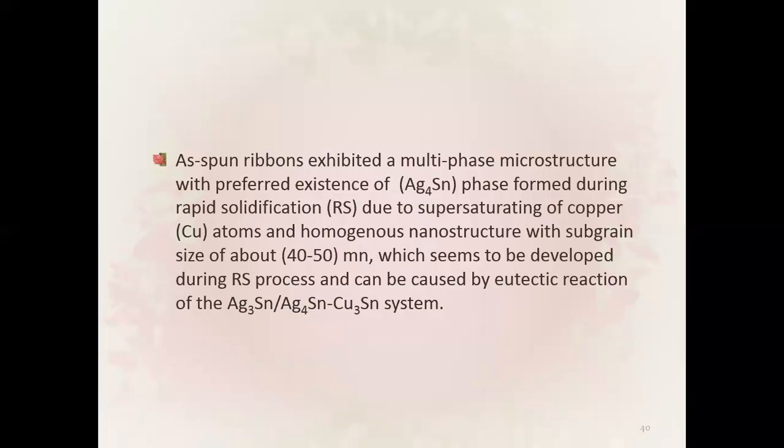As spun ribbons exhibited a multi-phase microstructure with preferred existence of Ag4Sn phase, formed during the rapid solidification due to supersaturating of copper atoms, and a homogeneous nanostructure with subgrain size of about 40 to 50 nanometers, which seems to be developed during the rapid solidification process and can be caused by eutectic reaction of the Ag3Sn, Ag4Sn, and Cu3Sn system.